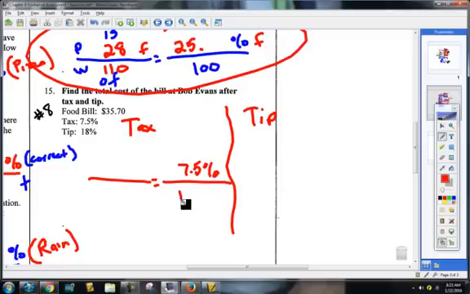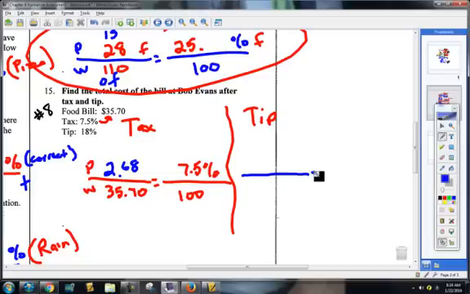7.5% over 100, part over whole. Now remember, I'm finding the percent of that number, so that's the whole, $35.70. Okay, so when I cross multiply and divide there, what do I get for the tax? $2.68. Is that right, guys? Yeah. $2.68. And then I go ahead and do my tip over here.